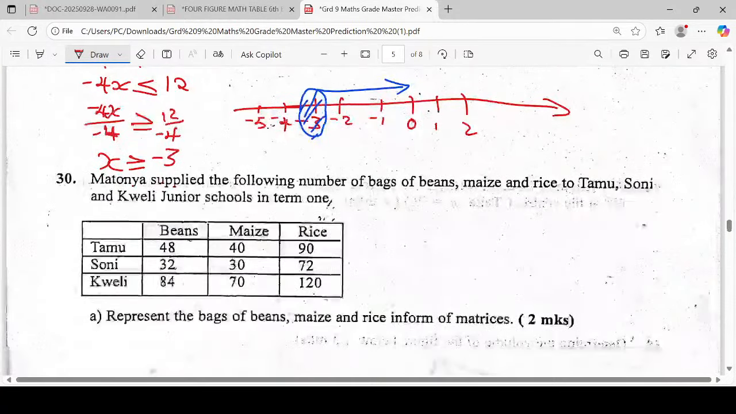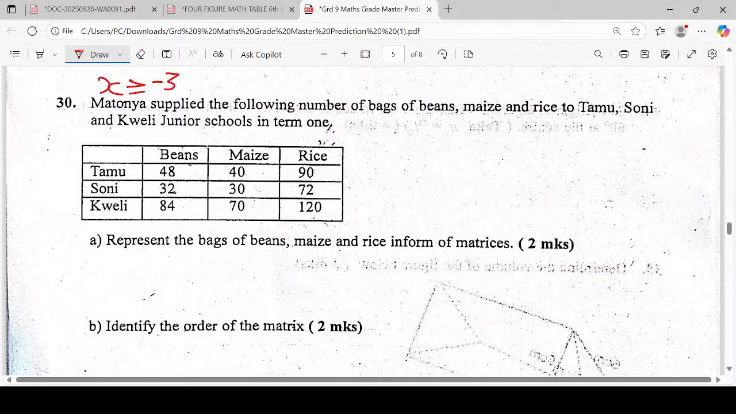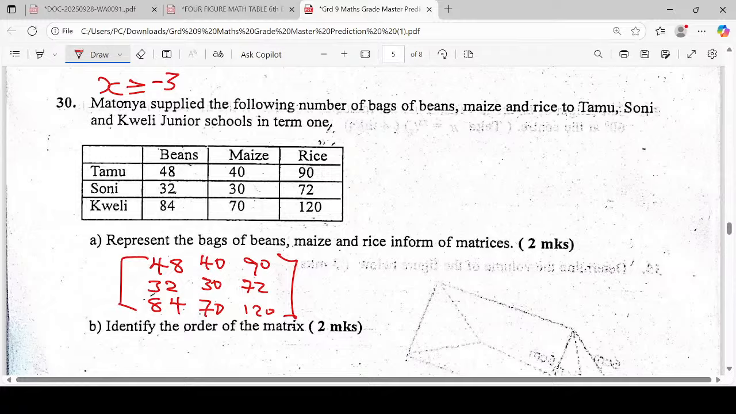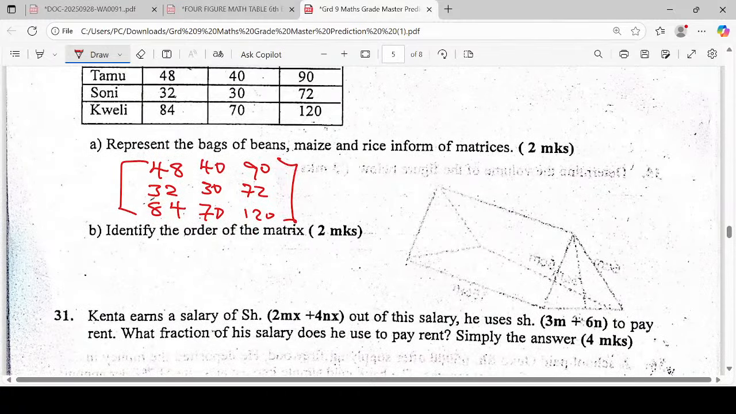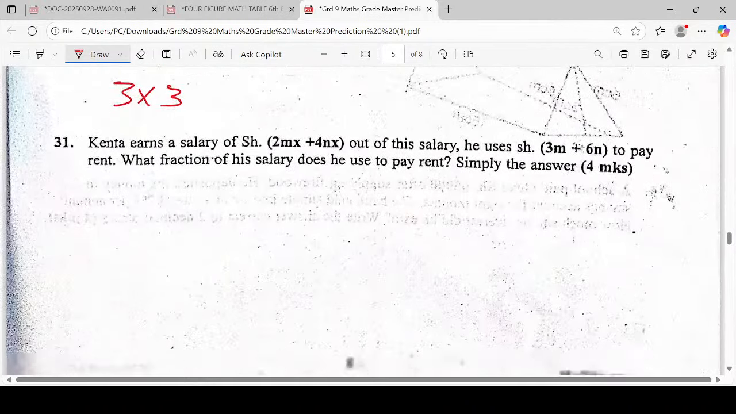Now, represent the number of bags of beans, maize, and rice in form of matrices. How do you represent these numbers? Represent the number of bags, all these wrapped in brackets. So that's a matrix. Identify the order of matrix. How many rows are here? We have 3 rows. How many columns? We have 3 columns. So the order of the matrix is a 3 by 3 matrix.